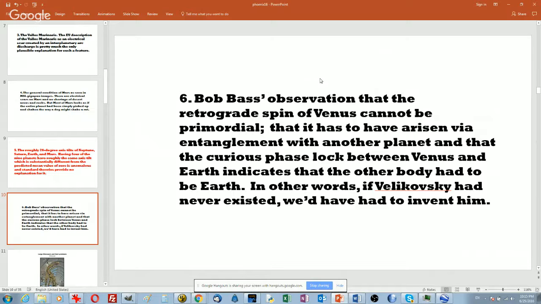Now, the phase lock means that Venus shows us the same face at inferior conjunctions. And standard theories have no explanation for that.